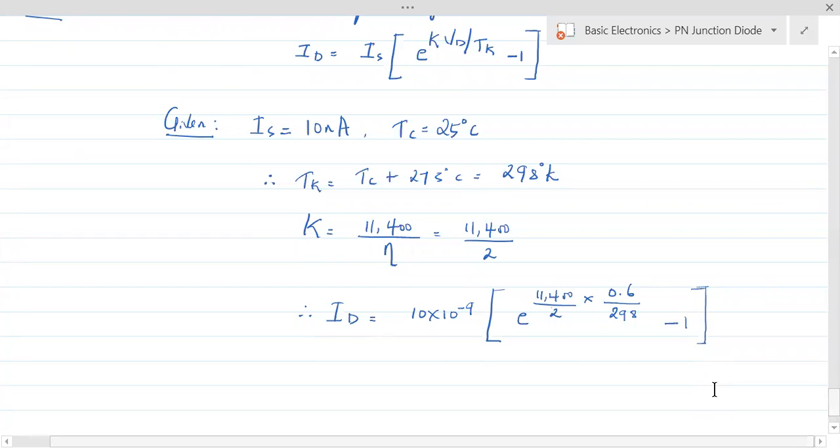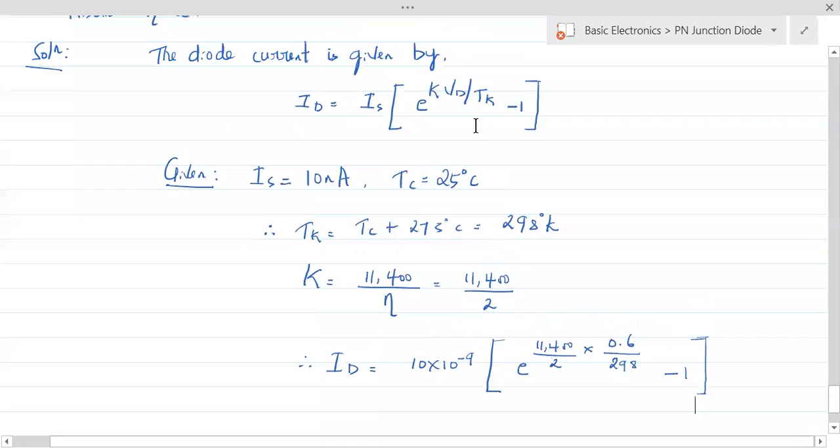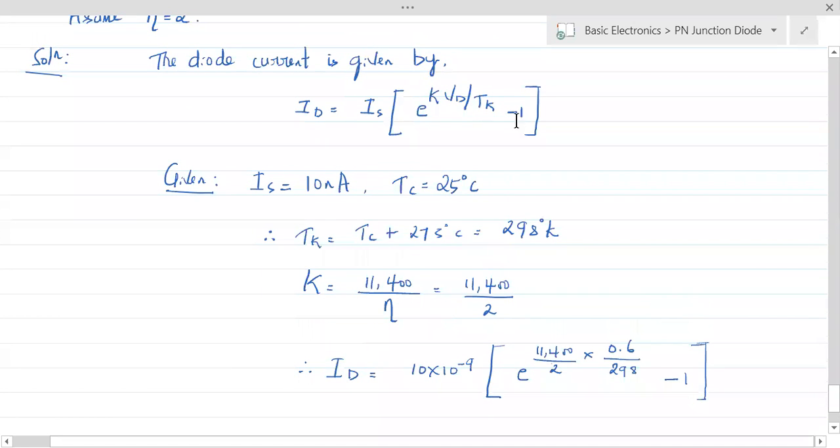Which parameter do we need to talk about? VD, the applied voltage. The applied voltage is positive here, 0.6 volts, so the diode is forward biased. And when it is forward biased, I've told you this exponential is very much greater than this 1. That means this 1 can be neglected, or if you consider it also, it will not make much difference.